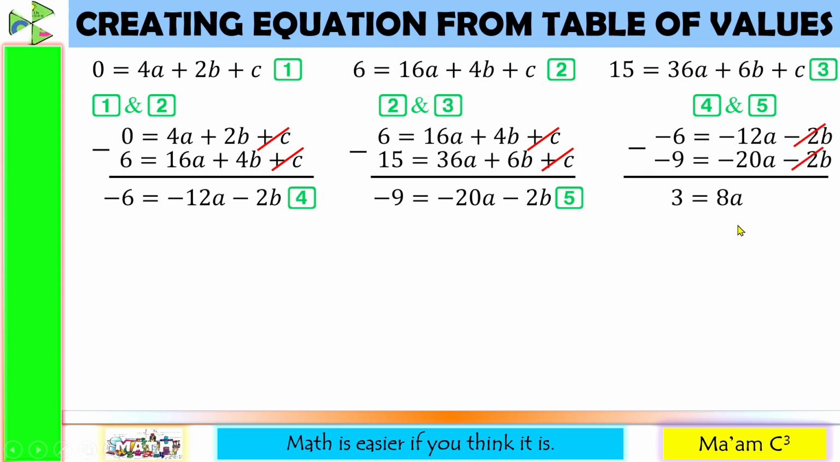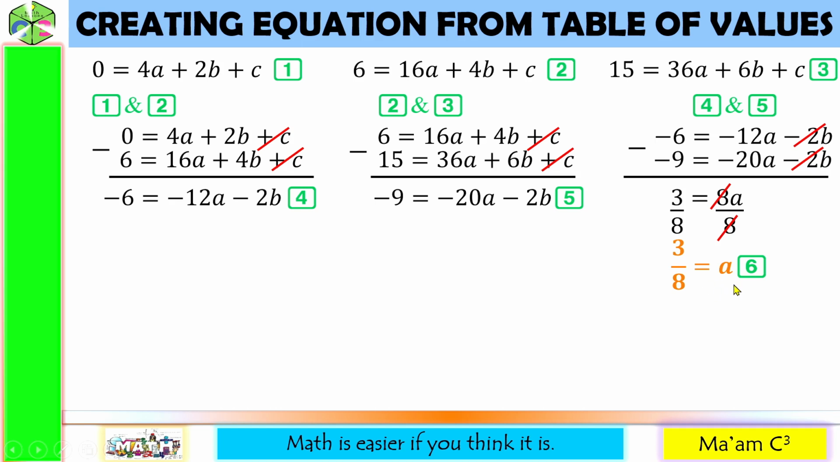Since I only have one variable now, I can easily solve for the value of it. I'm going to divide both sides by 8. So 8 and 8 here will cancel out. So a is equal to 3 over 8. This is now my equation 6.